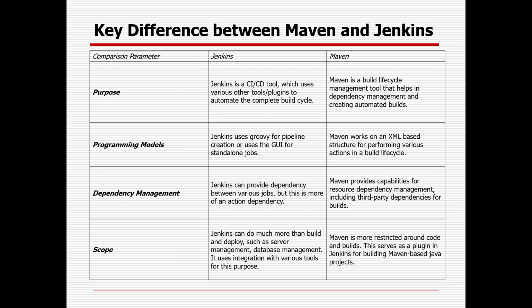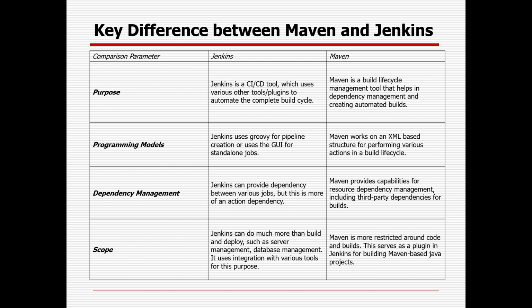Next is, what is the key difference between Maven and Jenkins? Maven is a dependency management tool, whereas Jenkins is a CI/CD tool. Jenkins uses various other tools or plugins to automate the complete build cycle, whereas Maven is a build lifecycle management tool that helps in dependency management and creating automated builds.